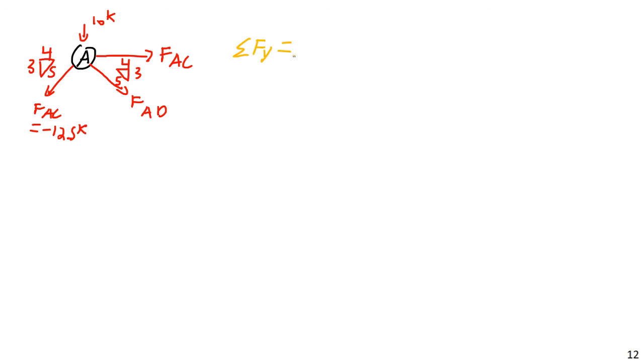Sum of forces in the vertical direction, I will have negative 10 kips minus FAC times 3 over 5, minus FAD, also times 3 over 5.